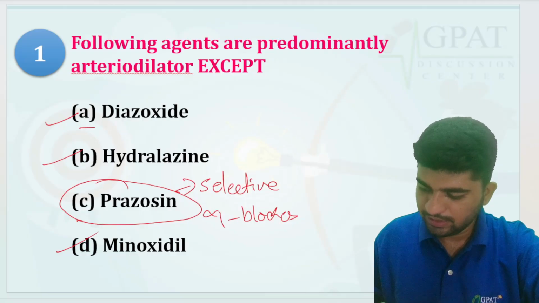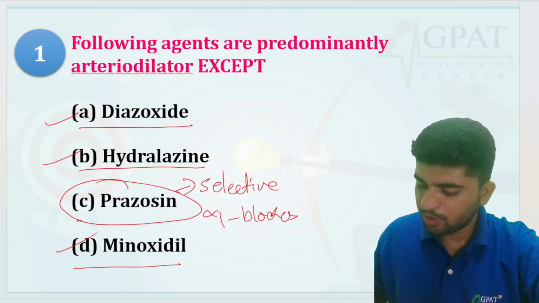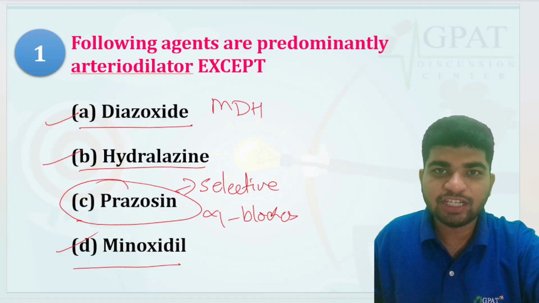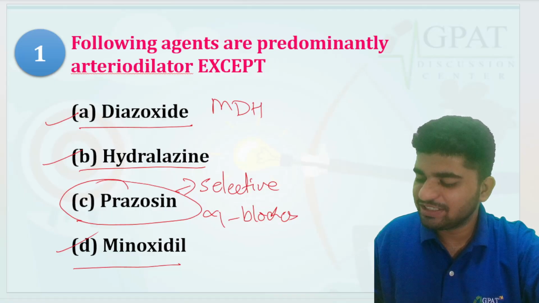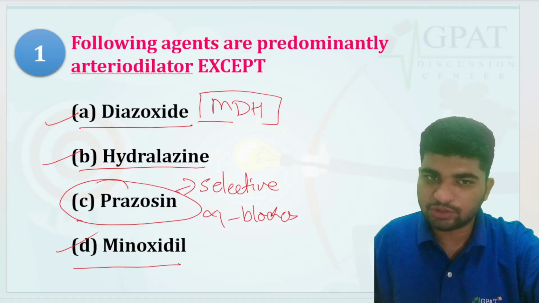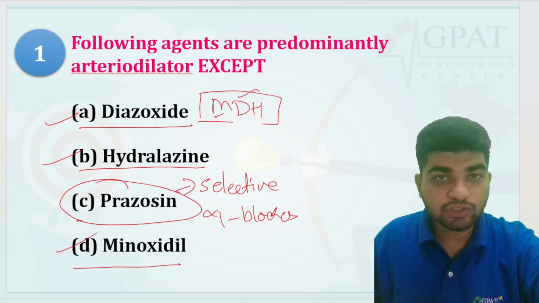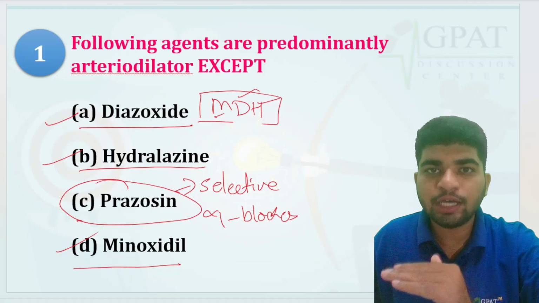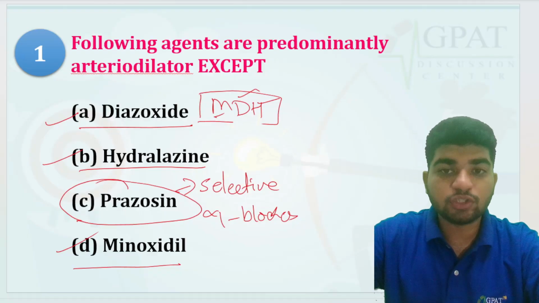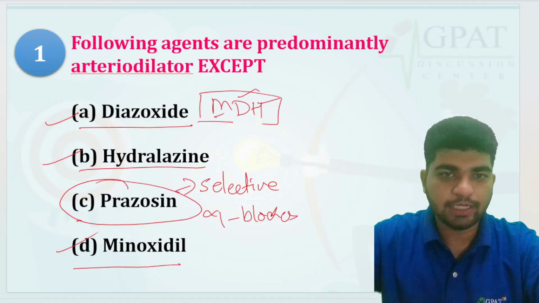Diazoxide, hydralazine, minoxidil, that is MDH. You know the company MDH? MDH ka tikha lal, that masala wala ad. So through MDH, you can learn the drugs which are arteriodilator in nature. M for minoxidil, D for diazoxide, H for hydralazine. These are the arteriodilators. They cause a fall in BP. Out of these, prazosin is a selective alpha 1 blocker, which is not a predominantly arteriodilator.